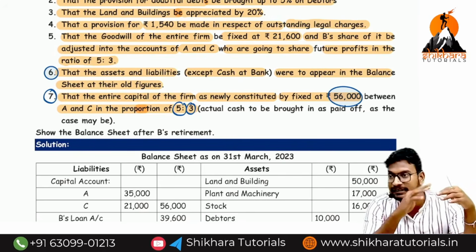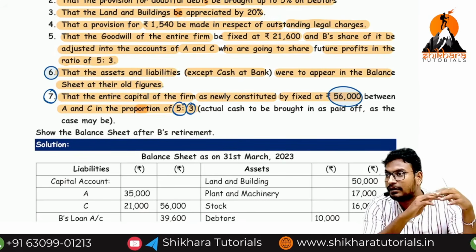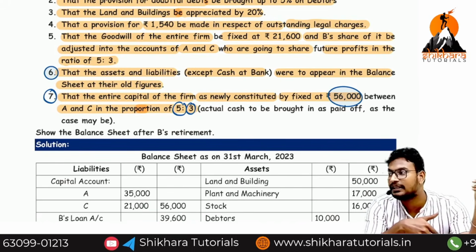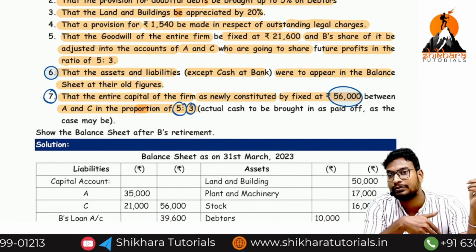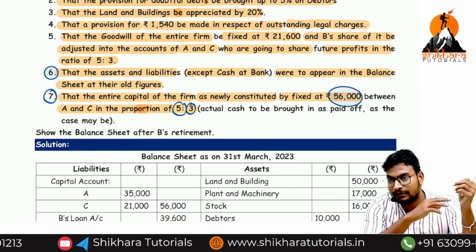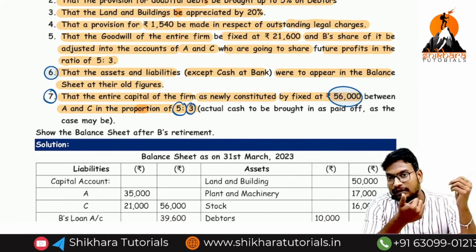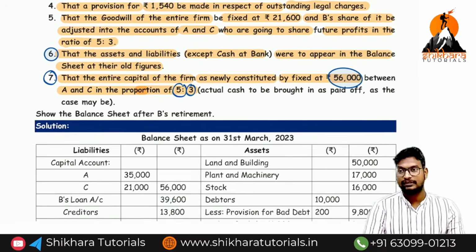Whether we are settling the amount, we need to show it as a loan. They have not given anything related to settlement. So that means we need to show it as a loan. Are you getting the point? Do you understand? So shall we start?